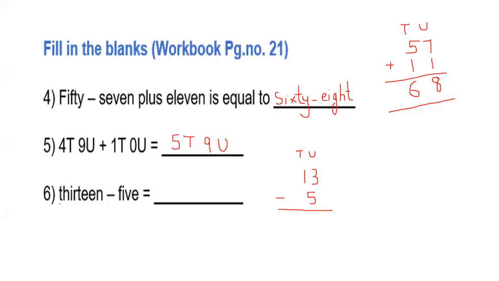Here, 13 is written in words. 5 is written in words. So the answer will also be written in words. So like this spelling you will write of 8. E-I-G-H-T, 8. So 13 minus 5 is equal to 8.